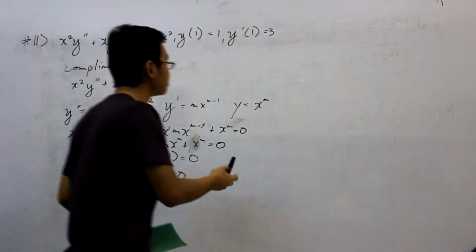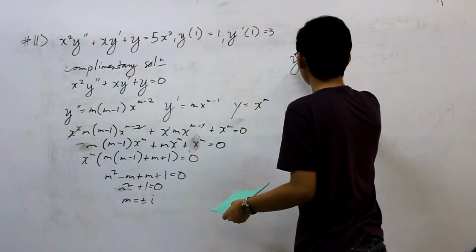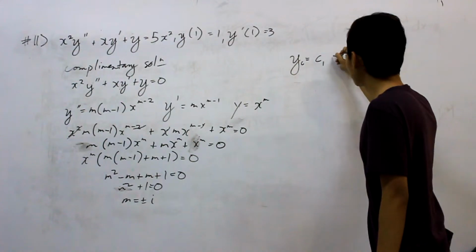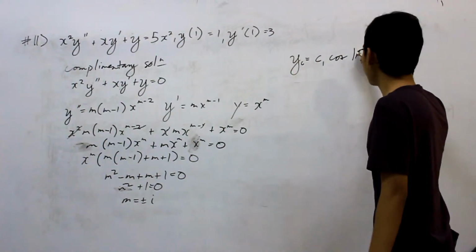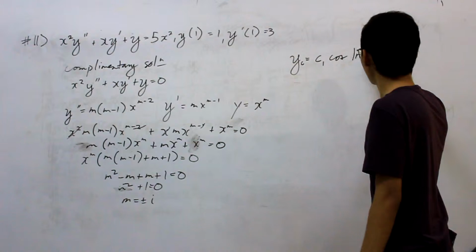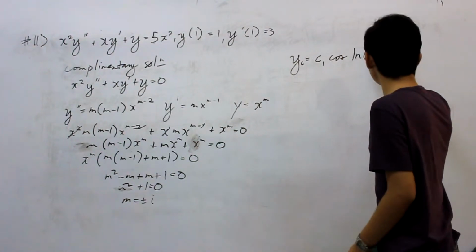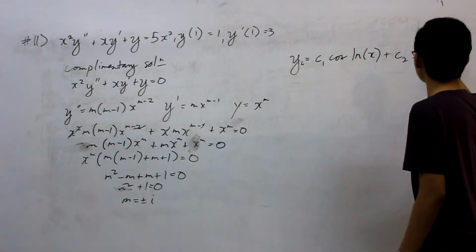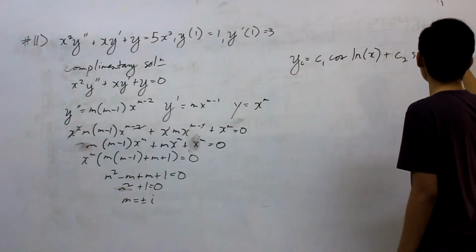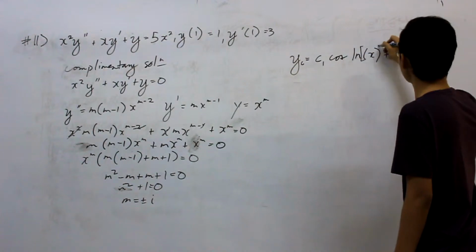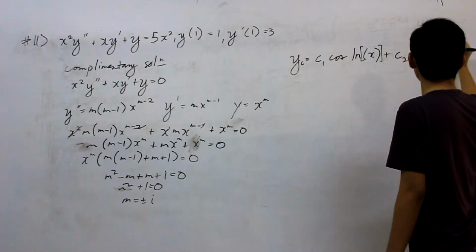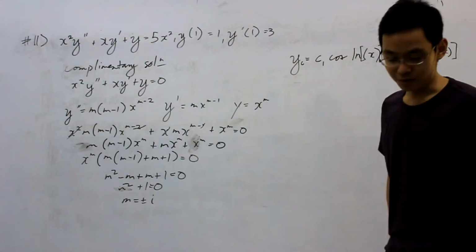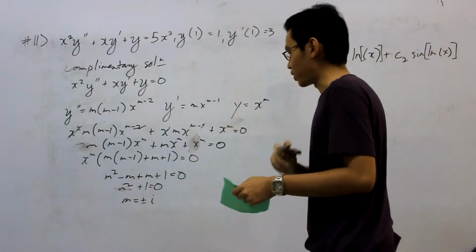So we have here the complementary solution of c1 cosine of ln of x plus c2 sine of ln of x. So we now have the complementary solution. Now it's time for the particular solution.